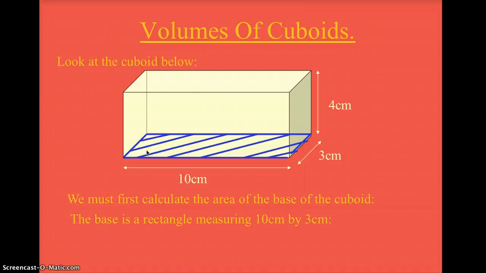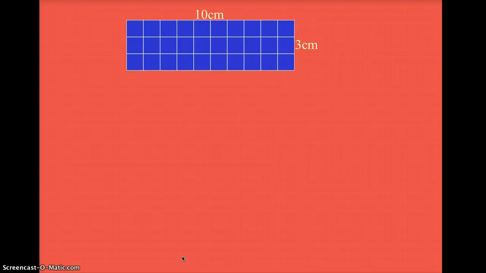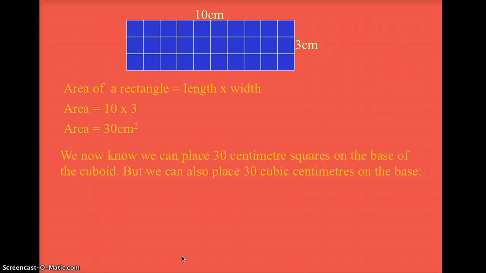The base is 10 centimeters by 3 centimeters, so it would look like this. If I put that on top, that's the area of your base. Then I divide it into square units. It's length times width, so you will end up with 30 square centimeters, because we're just taking the area of the base. Now we can also say that this is 30 cubic centimeters as long as the height is just 1 centimeter. So this one can also be the volume.